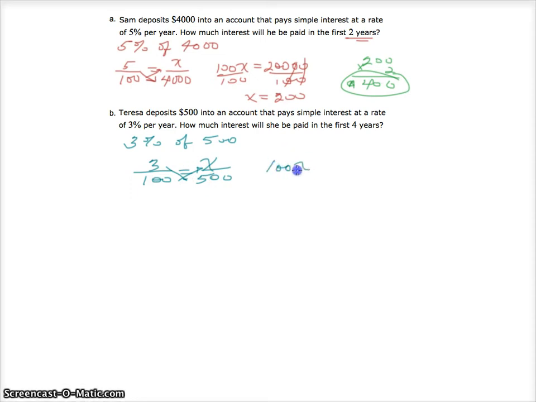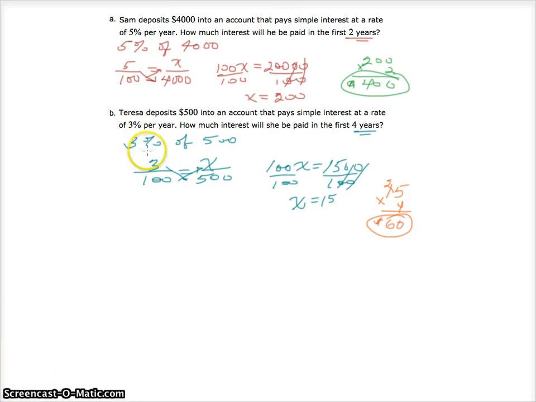100x equals 1,500. I'm going to divide by 100 on both sides. x equals 15, and it's $15 each year for 4 years. So the first year is going to be 15, next year is going to be 30, so on and so forth. So if it goes up by 15 each year, I'm going to just multiply by 4. 4 times 5 is 20. 4 times 1 is 4, plus 2 is 6, so 60. So she makes $60 of interest.